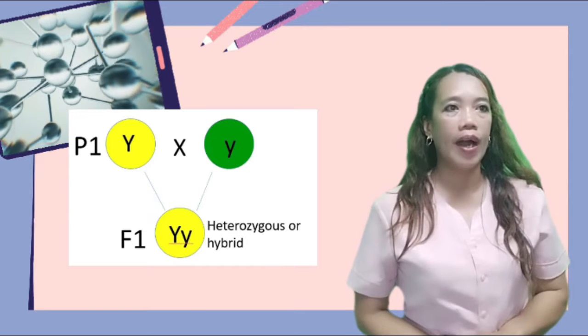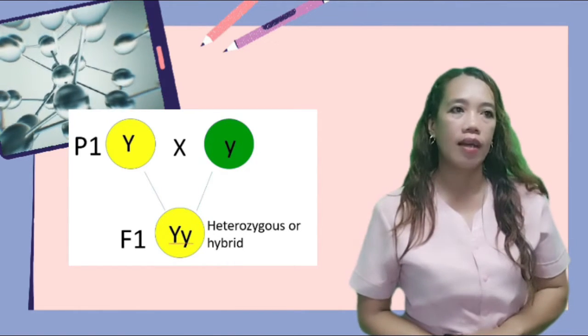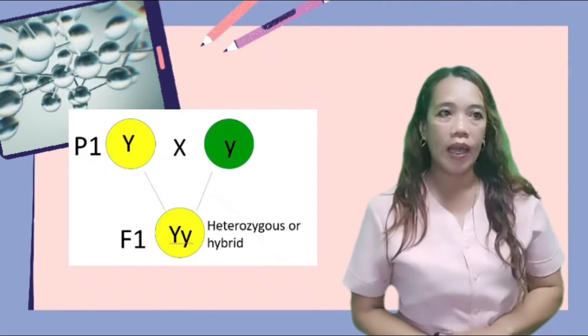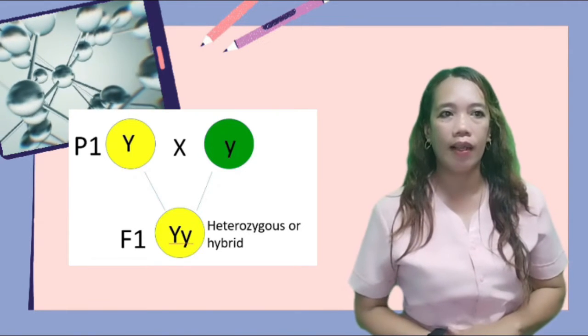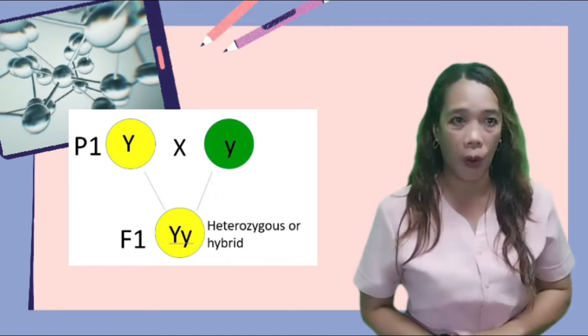Another example is the homozygous green pea plant. The alleles would be 2 small y. This is also termed as homozygous recessive since green trait is recessive. For heterozygous or hybrid, the 2 alleles for a particular trait are different. For example, when the gamete capital Y combines with the gamete small y, the zygote will have a genotype of capital Y small y. One capital and the other is small, which is heterozygous or hybrid.